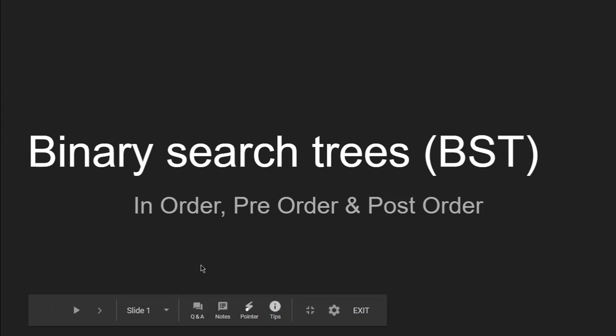Hello everyone, in this video we are going to see a shortcut for binary search tree traversal. So we know that we have three types of tree traversal: in-order, pre-order and post-order, depending upon how the tree is traversed. Actually, traversal is visiting a node once.